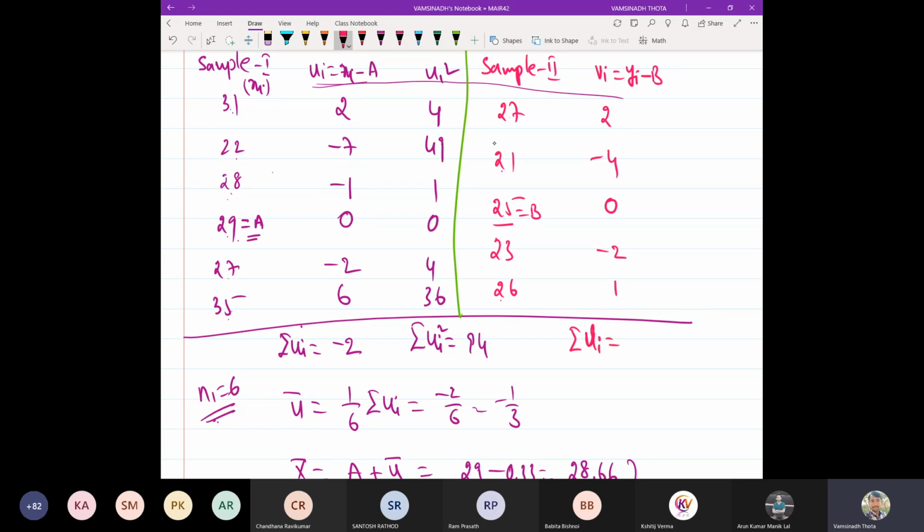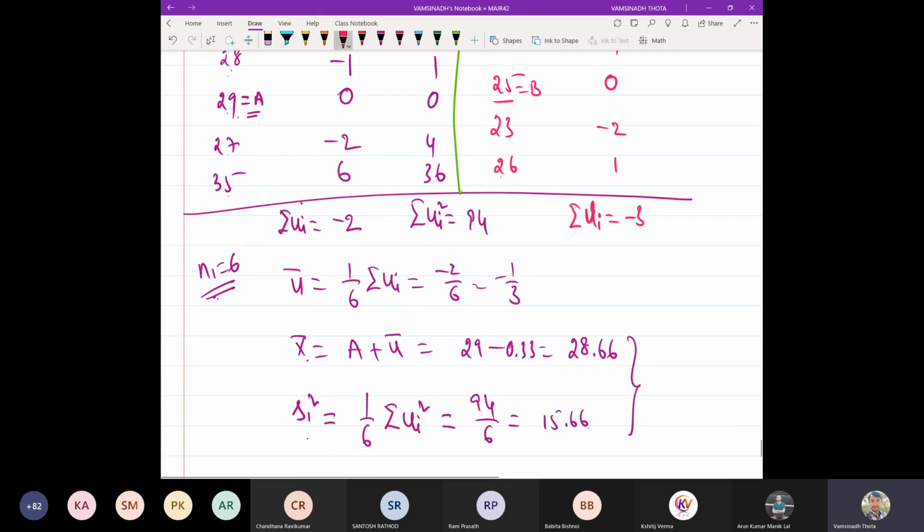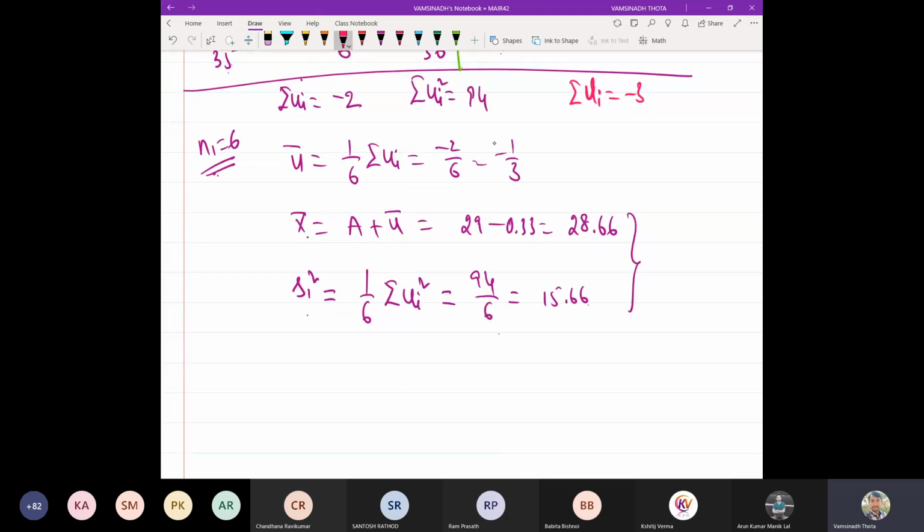So the sum of VIs is what? 2 minus 2 cancel, minus 4, 1. So that is minus 3. Thus, X2 bar is equal to B plus V bar. B is 25 we have chosen, minus 3 upon 5. So that is 0.6, so 24.4.